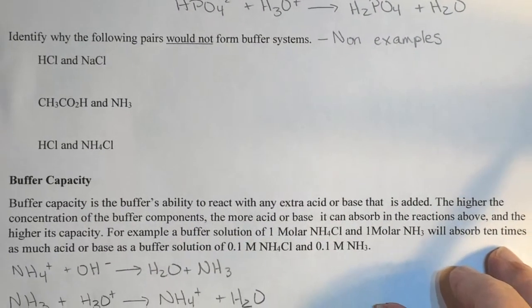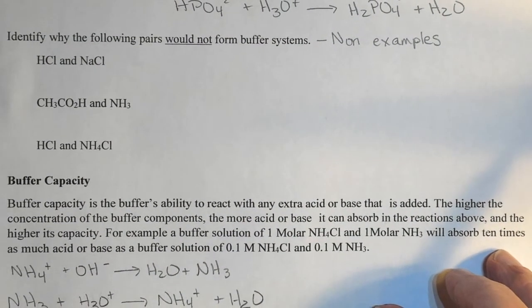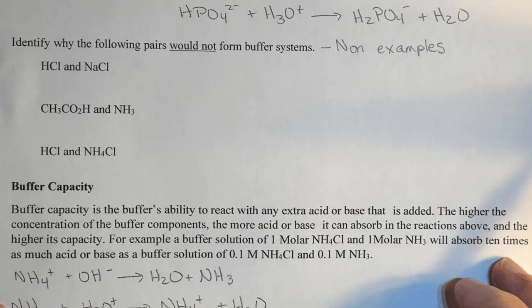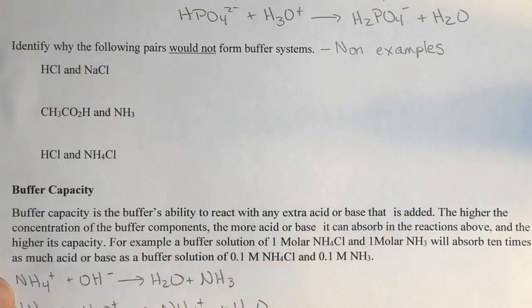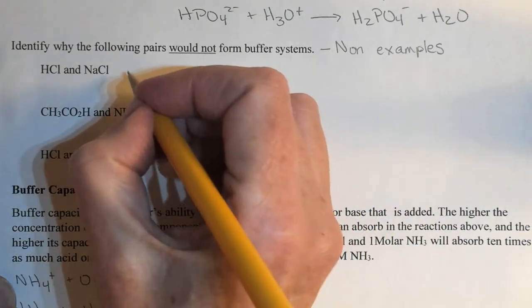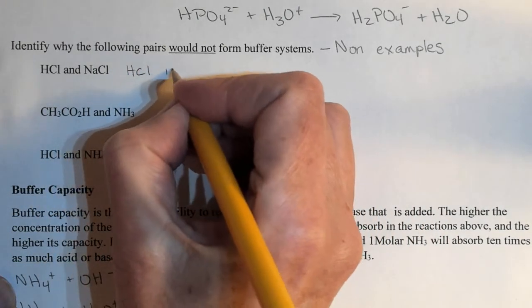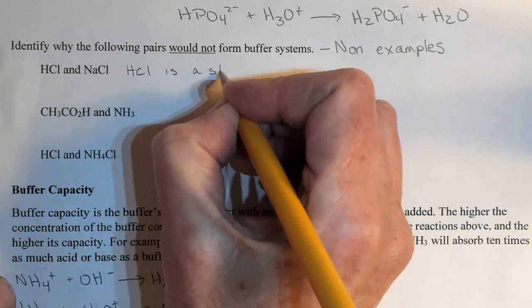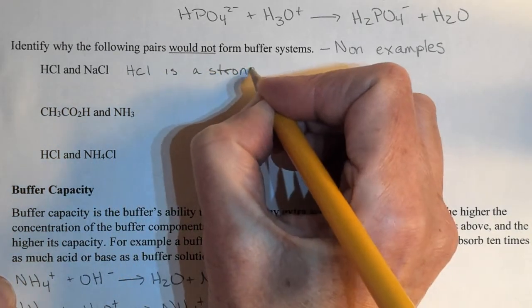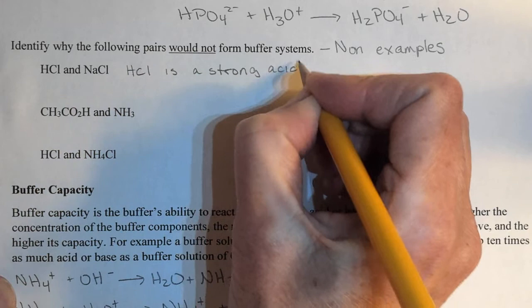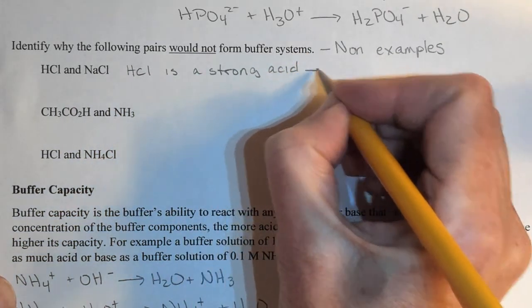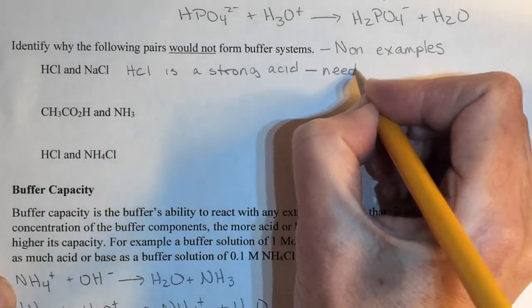So let's look why the following pairs would not form a buffer system. So these are non-examples. In the case of HCl and NaCl, HCl is a strong acid. It's not a weak acid, and we need a weak acid.